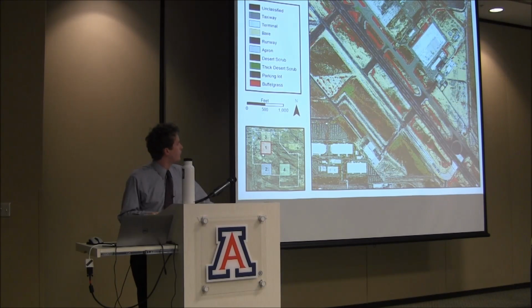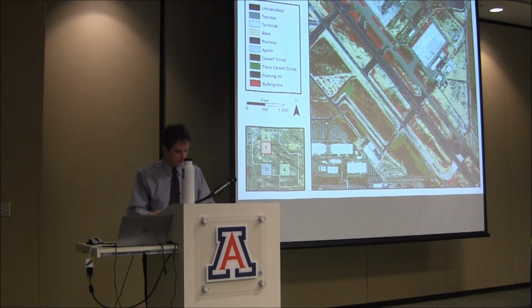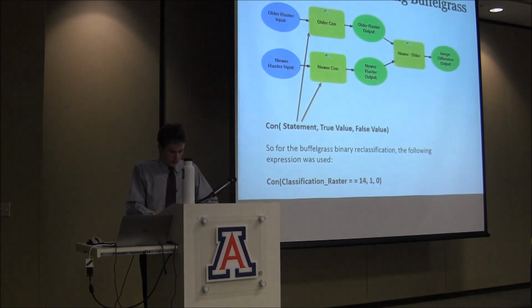So this is the image of when you run a supervised classification. This is 2008, group 1. So every pixel now is represented by one of these 9 land cover types. And then with this, the next step in the analysis was to isolate the buffelgrass land cover type from all the other land cover classes to perform image differencing.